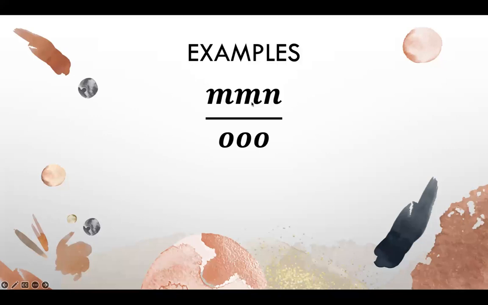Next, m times n all over o times o times o. So let's proceed first in our numerator. So we have here our base m being repeated twice. So that is m squared, because we have two m's here, and just simply copy n because you only have one n. All over, we have our base o, and it is being repeated 3 times. So our final answer is m squared n all over o cubed, or o raised to the power of 3.